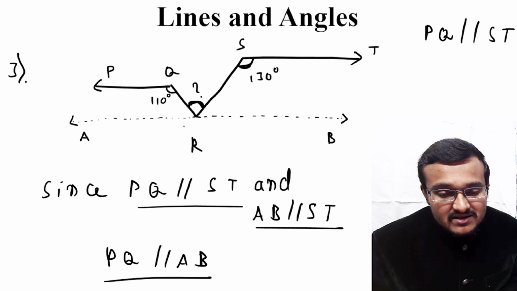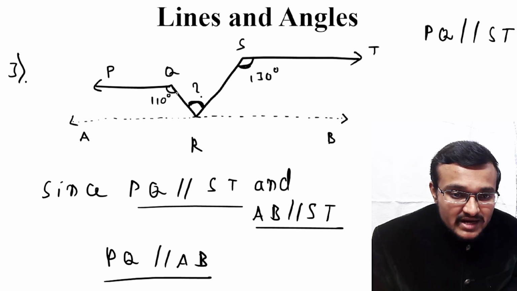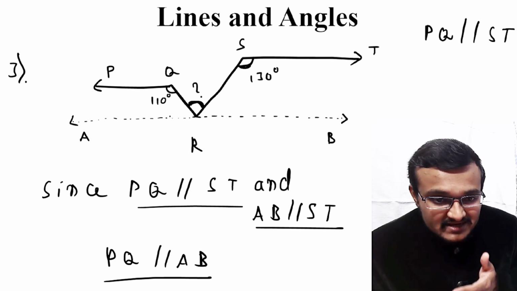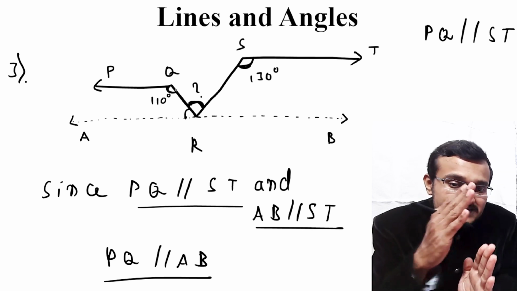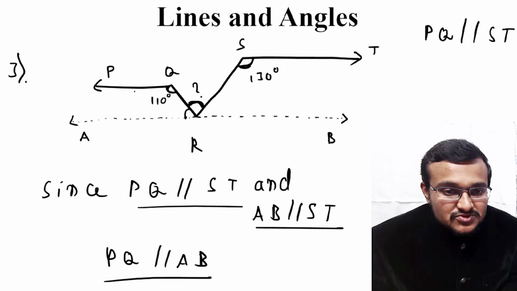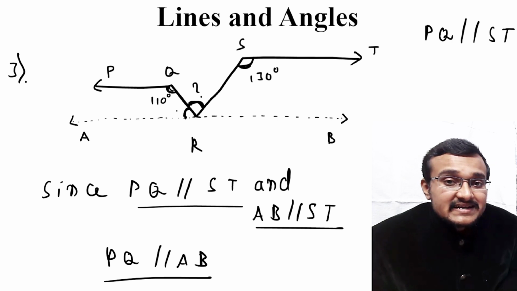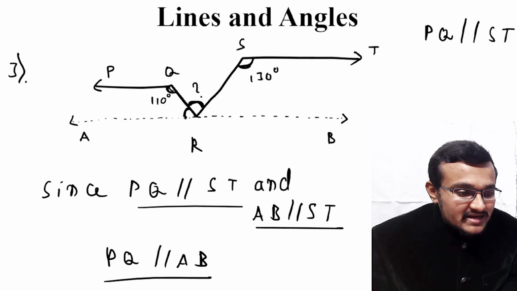Here PQ and AB are two different parallel lines, and here QR acts as the traversing line for these two lines. So this particular angle and this particular angle act as the interior angles of the traversing line on the same side. So that means here PQR and QRA act as the interior angles of the traversing lines on the same side. So sum of these two will be equal to 180 degree.